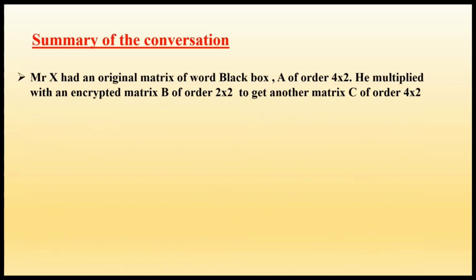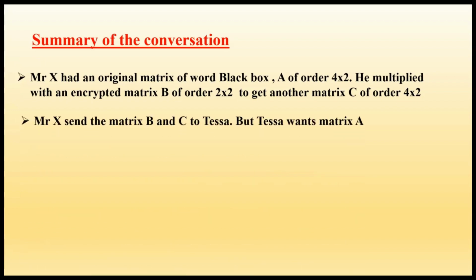So you have listened to this conversation. What is a summary of the conversation? Mr. X had an original matrix of the word black box, A of order 4 by 2. He multiplied it with an encrypted matrix B of order 2 by 2 to get another matrix C of order 4 by 2. Mr. X sent the matrices B and C to Tessa, but Tessa wants matrix A, which is the word black box. So how did Tessa get the value of matrix A?